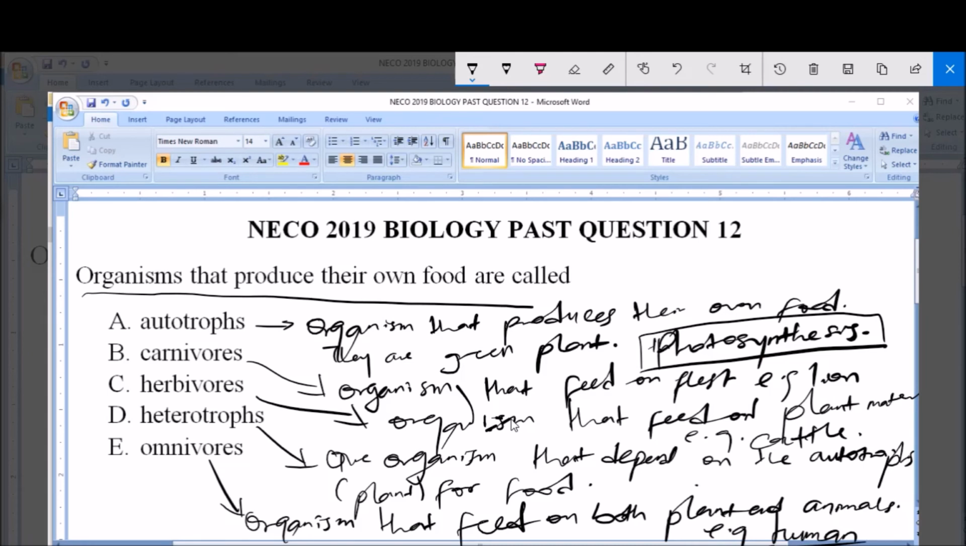So therefore, from this explanation that I've just given, you agree with me that the answer to this question is option A, autotrophs, because autotrophs are simply organisms that have the ability to produce their own food through a process known as photosynthesis. And I say these organisms are actually what? Green plants. So the answer to this question is option A, autotrophs.